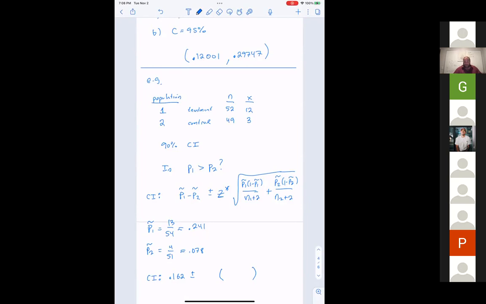Is anyone there? Hold on, how do you get the Z star? Oh, well, I gave you that. What's a Z star for 90%? Oh, it's the thing we got last time. My bad. So what's a Z star for 90%? Isn't it 1 point something? 1.645. I thought it was 1.645. It's a fact. 1.645.